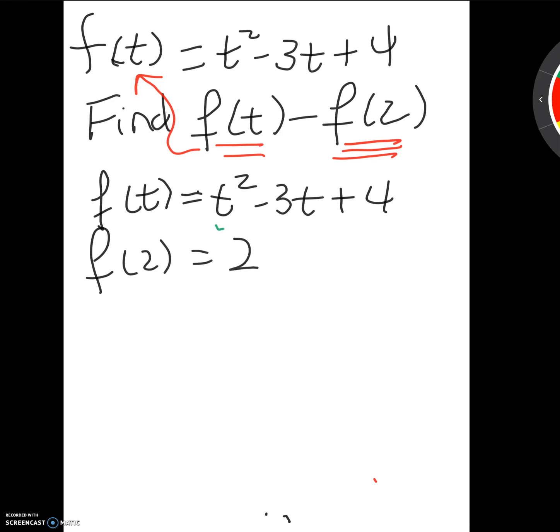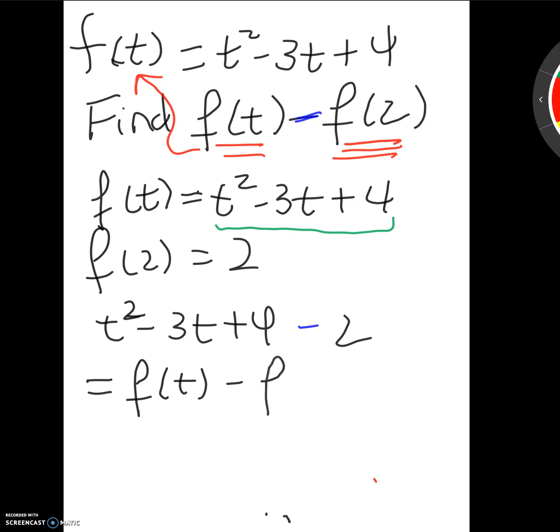Well, what do we know about f of t? We know f of t is t squared minus 3t plus 4. So t squared minus 3t plus 4. And let's just copy down our subtraction symbol from over here. So here's our minus. We also know that f of 2 is the same thing as saying 2. So we're going to subtract from that 2. Okay, so putting this all together, we get f of t minus f of 2 is the same thing as saying t squared minus 3t. And hopefully you see that over there we have that plus 4 minus 2, combining those two like terms, plus 2.